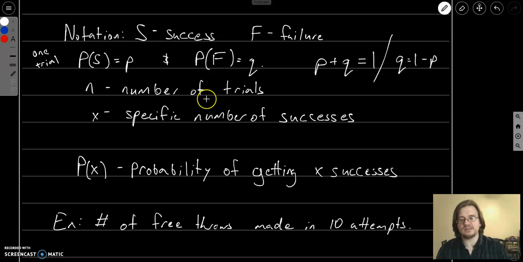We normally use N to represent the number of trials. So for instance, the number of coin flips that we're making, the number of free throws that we're shooting, the number of dice that we're going to roll. And X will be the number of successes that we're looking for, with probability of X being the probability that we get exactly X successes. And one thing to notice is that if N is the number of trials and X is the number of successes, N minus X will be the number of failures.